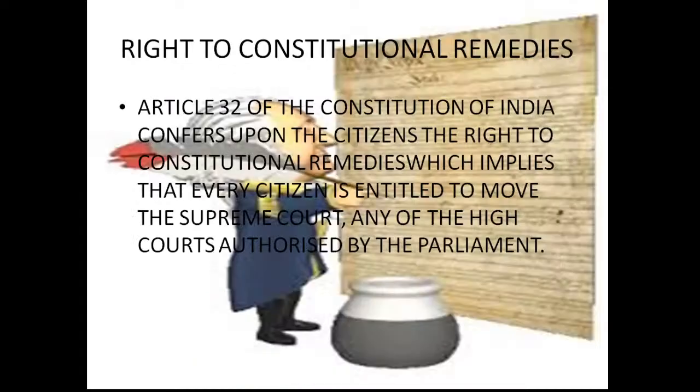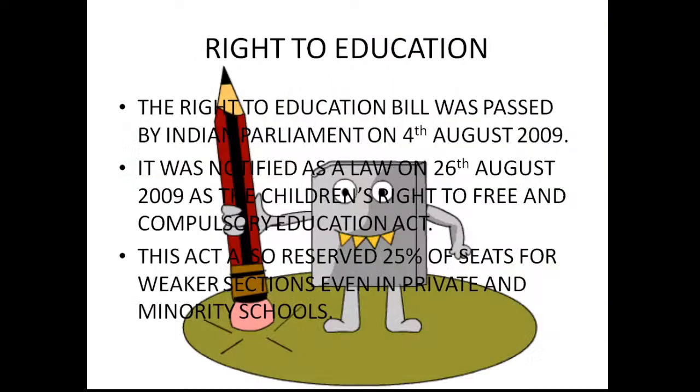Then the next point is right to constitutional remedies. Now, in this right to constitutional remedies, what occurs? Which article comes? In right to constitutional remedies, Article 32 comes. Article 32 of the Constitution of India confers upon the citizens the right to constitutional remedies, which implies that every citizen is entitled to move the Supreme Court and the High Courts authorized by the Parliament.